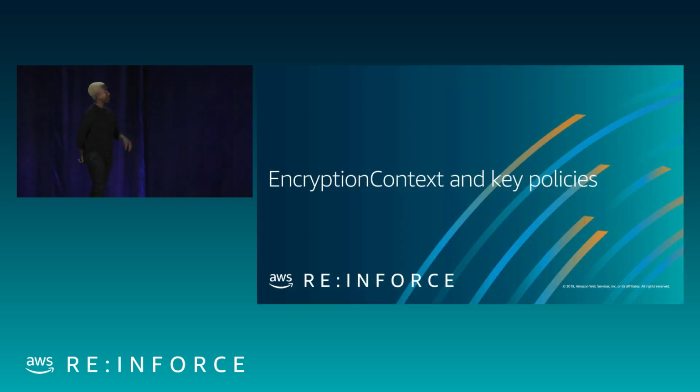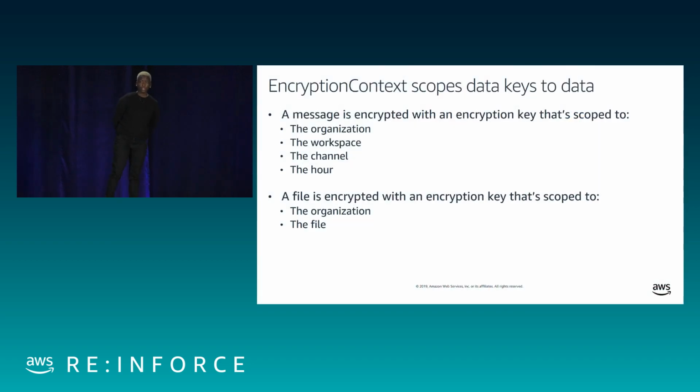So I'm going to talk a little bit about encryption context and the key policies. One thing I want to note here is that in some of these slides, I use scopes or key scopes or encryption context. Key scope is a term that we use within Slack, and it's the same thing as the encryption context. So we have 5 sets of encryption contexts or key scopes. It's the organization, workspace, channel, hour, and file.